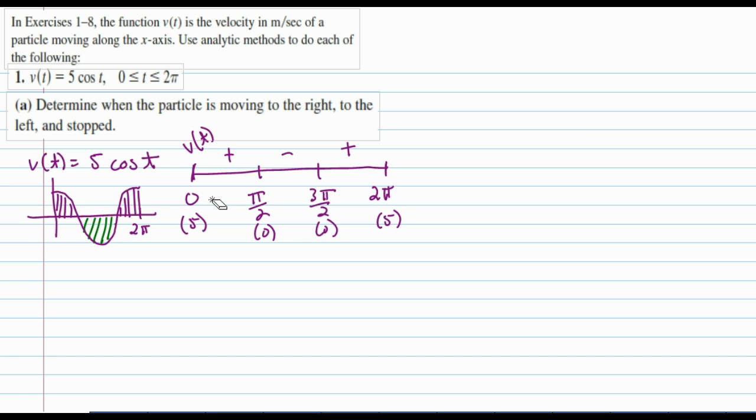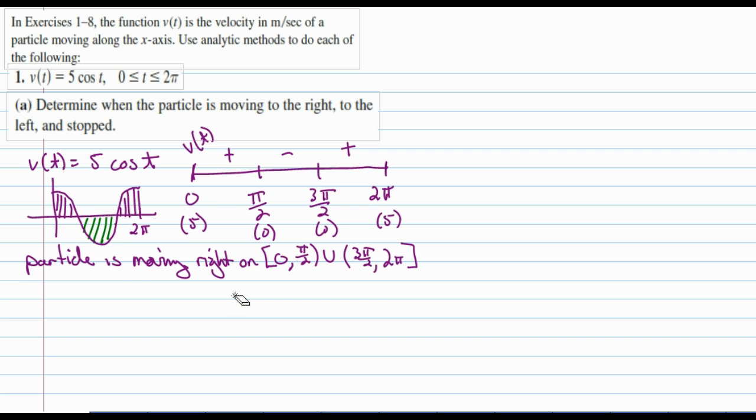Which means that the particle is moving to the right when v of t is positive, so between 0 and pi over 2, and then 3 pi over 2 and 2 pi. I can't include those as endpoints because those are very definitely positive values at those endpoints of the interval. The particle is then moving left from pi over 2 to 3 pi over 2. I cannot include pi over 2 or 3 pi over 2 because that's actually when the particle has a y value of 0 in the velocity. So it's stopped, which brings me to my last part. It's stopped at t equals pi over 2, 3 pi over 2 seconds.